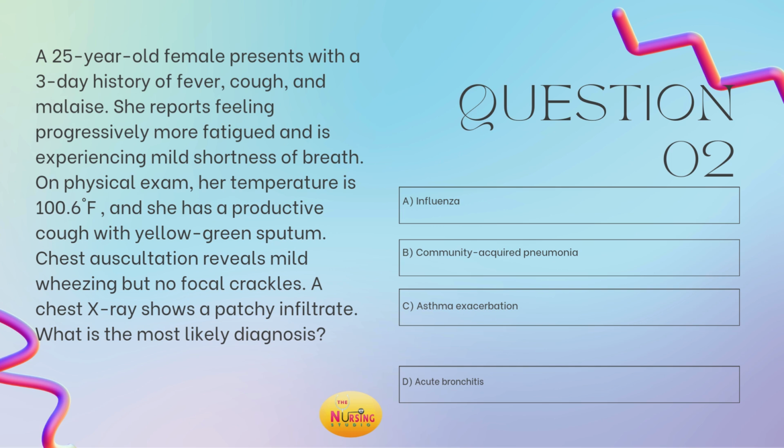All right, so the stem of the question here states, what is the most likely diagnosis? So again, when they're asking for a diagnosis, you need to run it back and look at those assessment findings. So we have a 25-year-old female who came in with a 3-day history of fever, cough, and malaise. She reports it getting progressively worse, more fatigue, more shortness of breath.